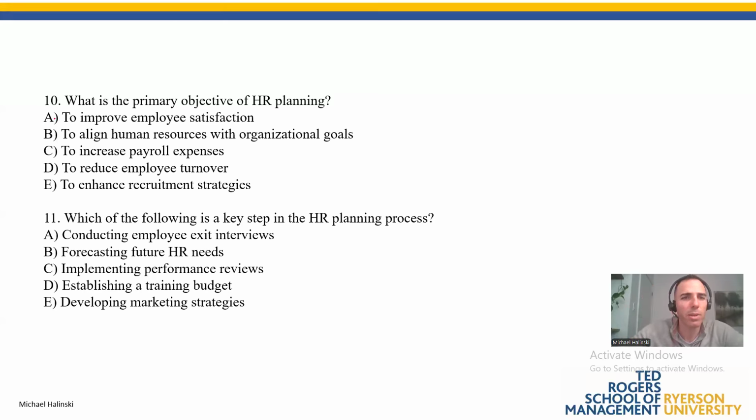Let's go through it. To improve employee satisfaction. I don't think I talked anything about satisfaction. To align human resources with organizational goals. Yeah, that sounds good. So align human resources, that's the number of people in the tub, right? Along with organizational goals, so what you're trying to achieve. So here's the supply, here's the demand for next year. So that's what it is. To increase payroll expenses, no, that's not the main one, but an objective is to decrease payroll expenses. To reduce employee turnover, possibly, depending. If you have too much water in the tub, you don't want more people to leave, right?